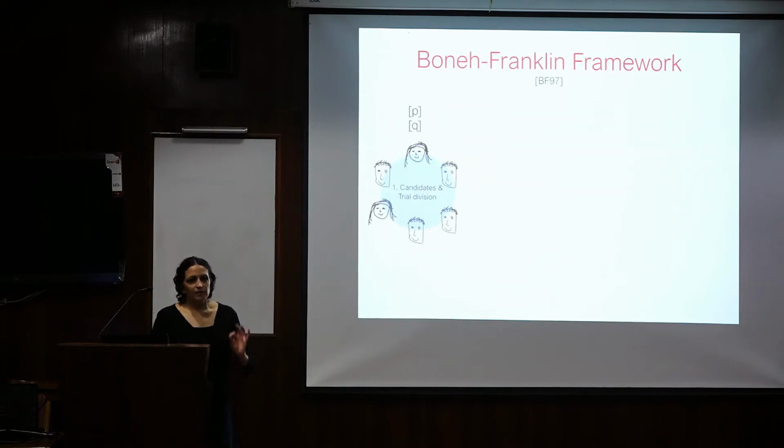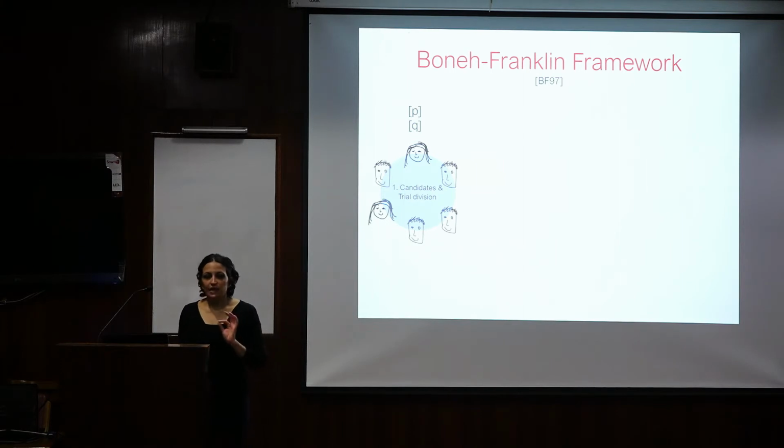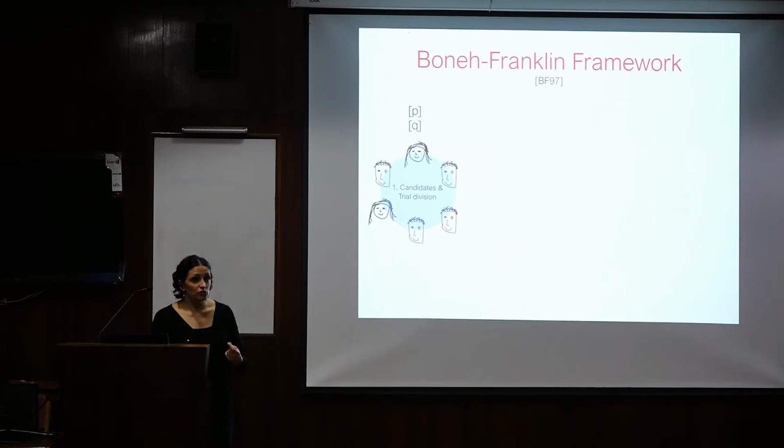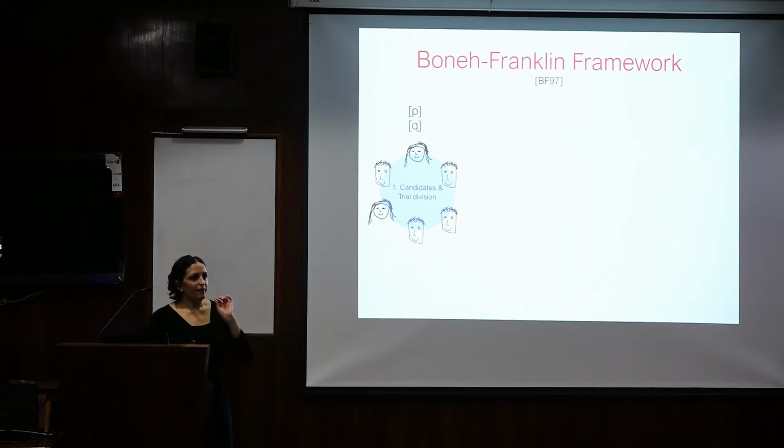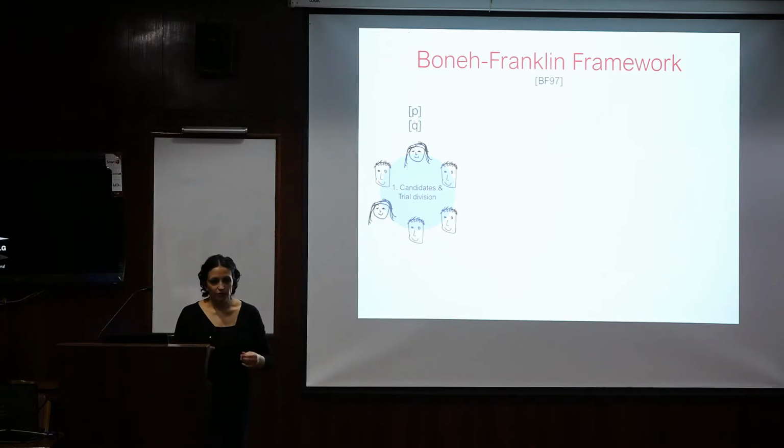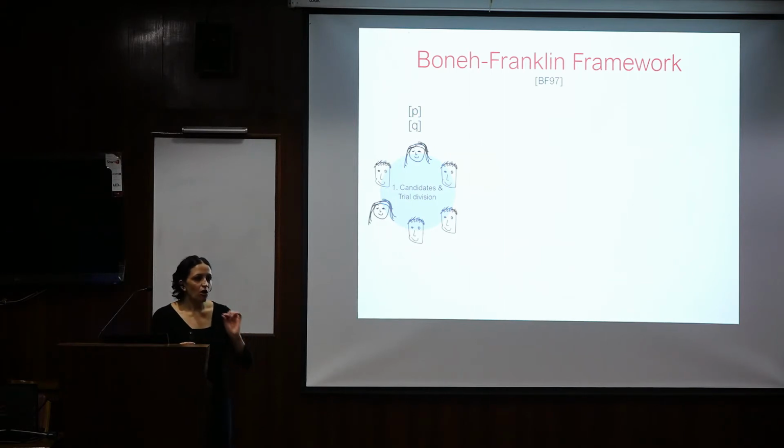So let me say a little bit about the Boneh-Franklin framework. The protocol has 3 main steps. In the first step, the parties jointly choose their shares for P and Q. And we're talking about additive shares. Throughout the entire talk, I'm only talking about additive shares. They also have another phase combined with this candidate sharing process, which is called trial division.